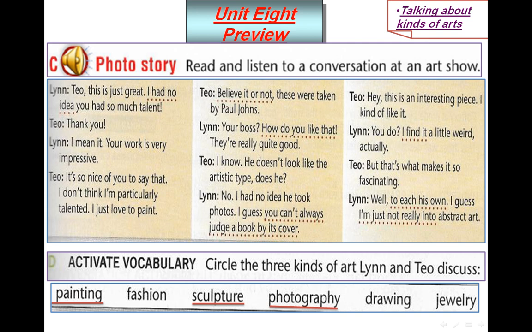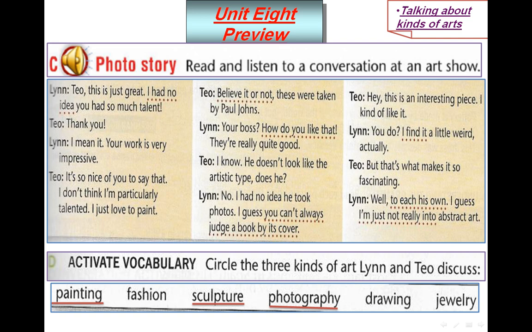How do you like that? It means I'm really surprised. To express your surprise you can say how do you like that. يعني ده تعبير يعبر عن الدهشة. How do you like that? They're really quite good. I know he doesn't look like the artistic type, does he?